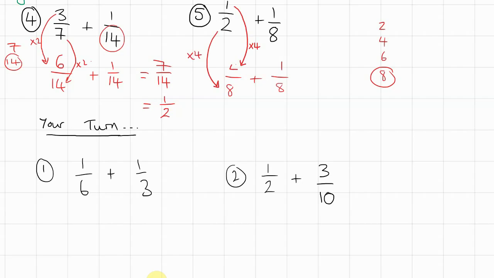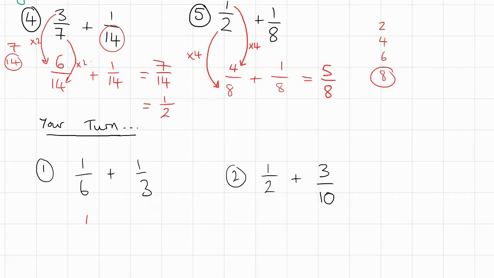1 times 4 is 4. Add these together is 5/8. Okay, see if you can have a go at these 2, and then I'm going to go through them very quickly afterwards to check if you've got the same answer as me. Okay, hopefully you've had a good go at them.